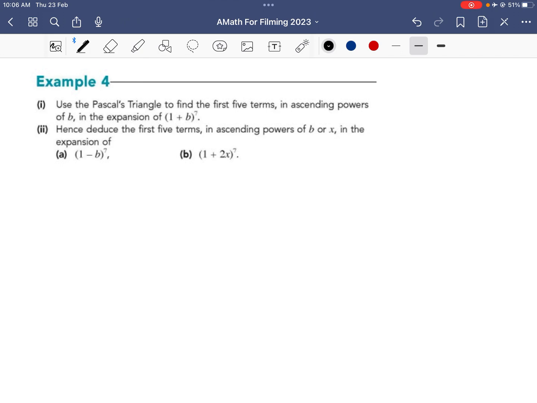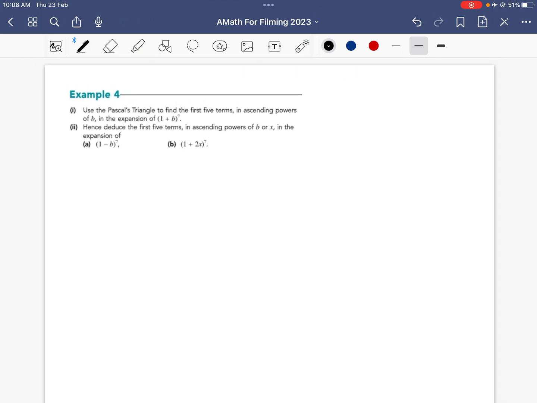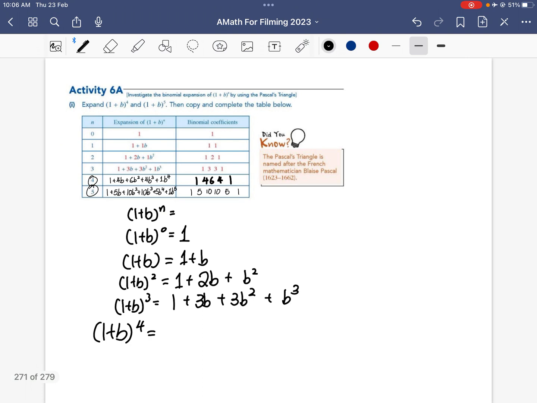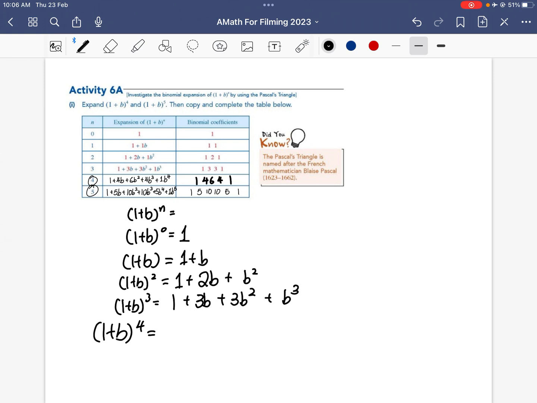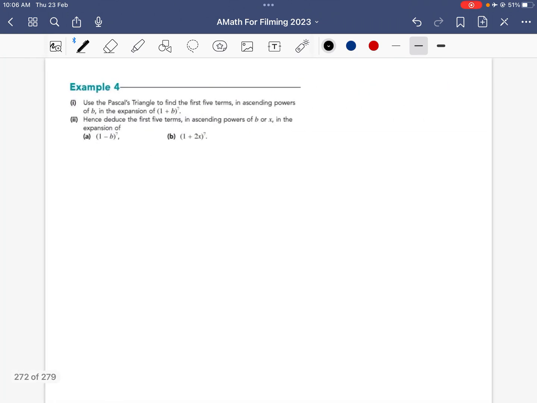Okay, so now let's say I want to find (1 + b) to the power of 7. If you look, the fifth level of Pascal's triangle is 1, 5, 10, 10, 5, 1. Don't worry about this. Don't memorize this. We will actually give you the expansion. I'll teach you a simpler way to find this expansion.